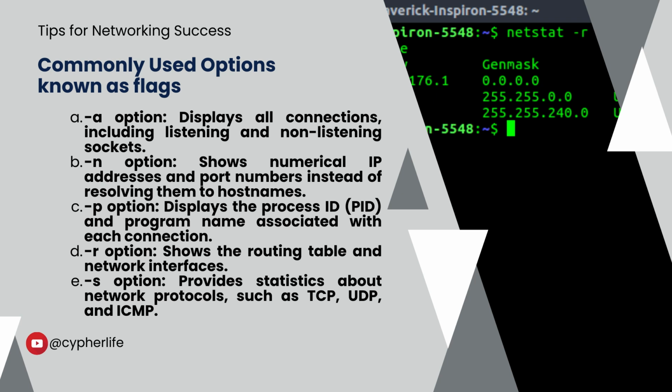The -r option shows the routing table and network interfaces. It provides information about the network routes your computer uses to communicate with different destinations. The -s option provides statistics about network protocols, such as TCP, UDP, ICMP, and others. It shows information about the number of packets sent and received, errors, and other protocol-specific details.